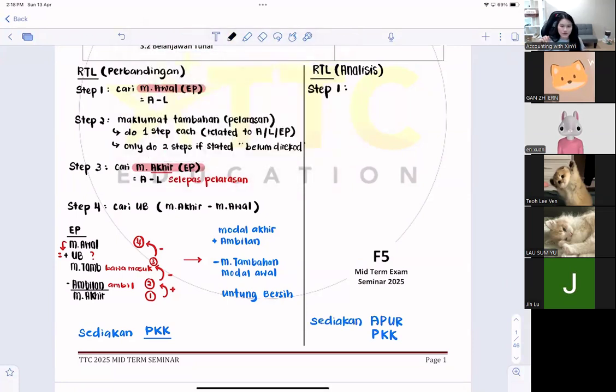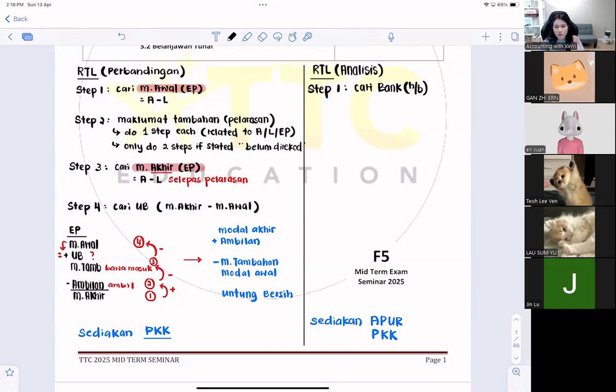Now, for step 1, it will be 2 small steps combined together. We do them together because you want to save time. So mainly it's by your calculator because it's very quick. Number 1 will be cari bank. To be exact, the baki HP of it.